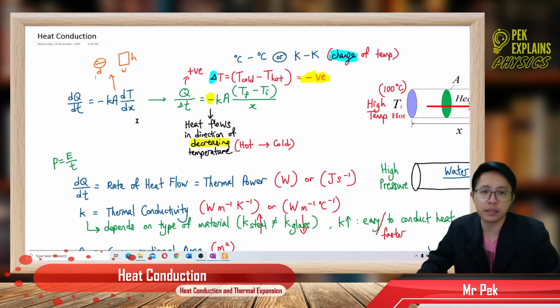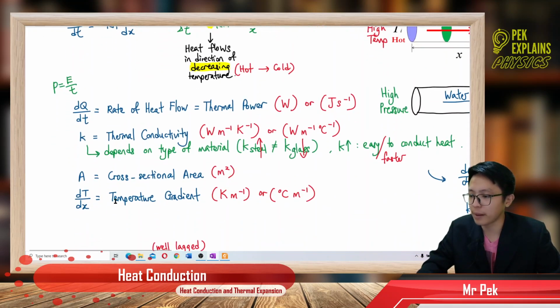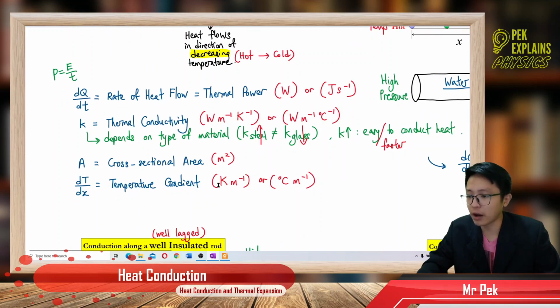And then we have dT over dx. dT over dx is what we call the temperature gradient. The unit is Kelvin per meter, because temperature is in Kelvin and dx, the distance, is in meters. This change of temperature can also be in degrees Celsius, so it can also be degrees Celsius per meter. So the temperature gradient has two units, Kelvin per meter or degrees Celsius per meter. Same like thermal conductivity, we can have per Kelvin or per degree Celsius.